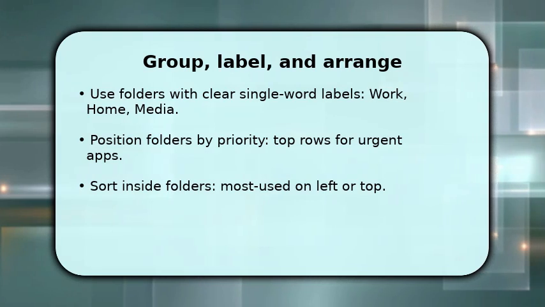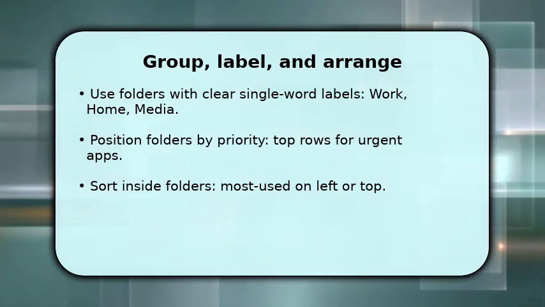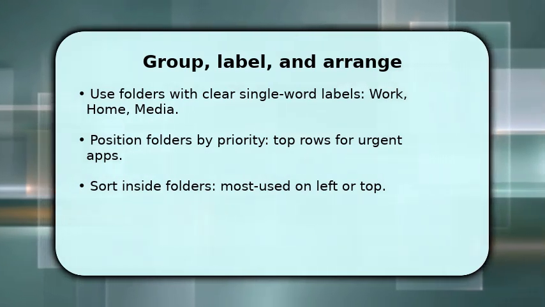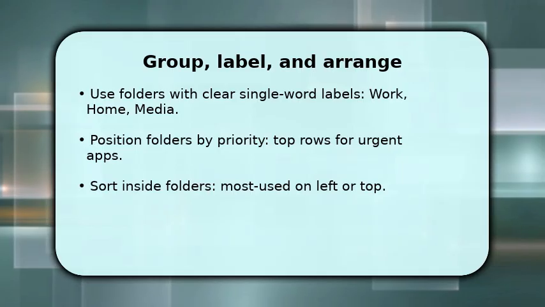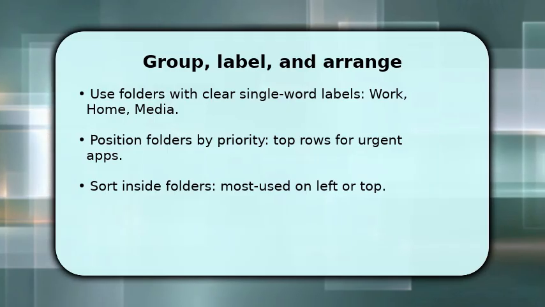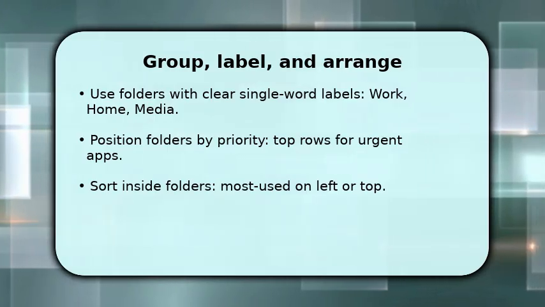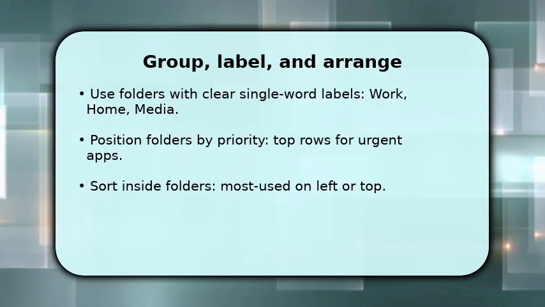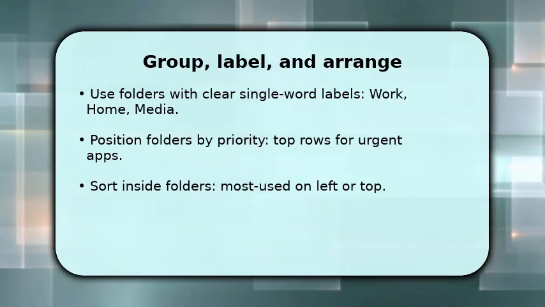You now create folders and label them with single-word clarity. Work, media, tools, so scanning is instant. Once folders exist, drag and drop apps into them, then sort each folder by frequency, most used on the left or top. Make sure to place high-priority folders in the top rows and dock. Lower priority goes further back.